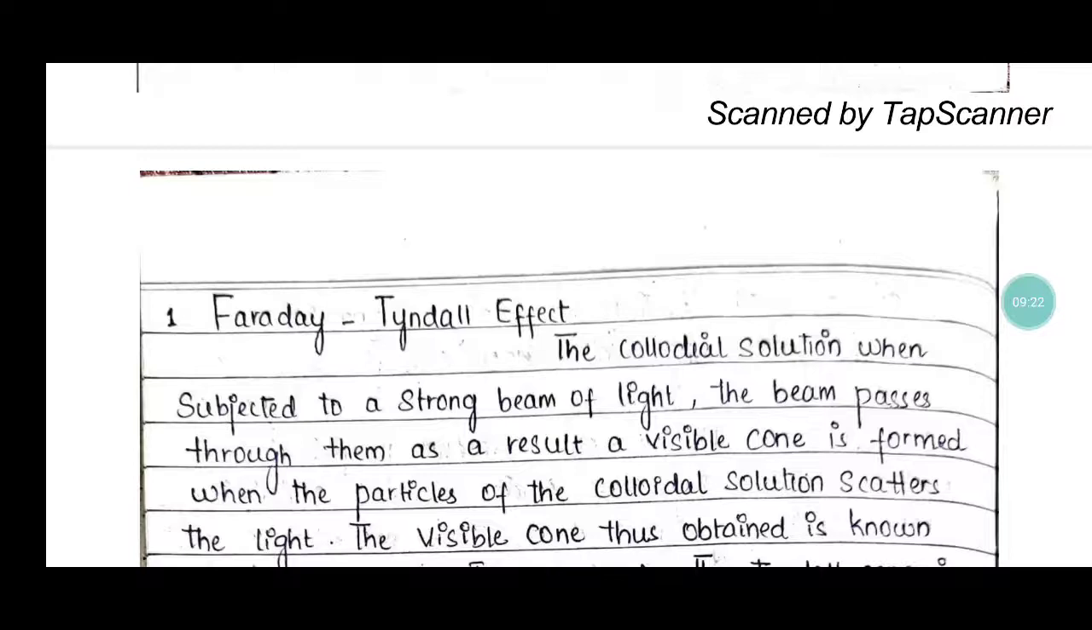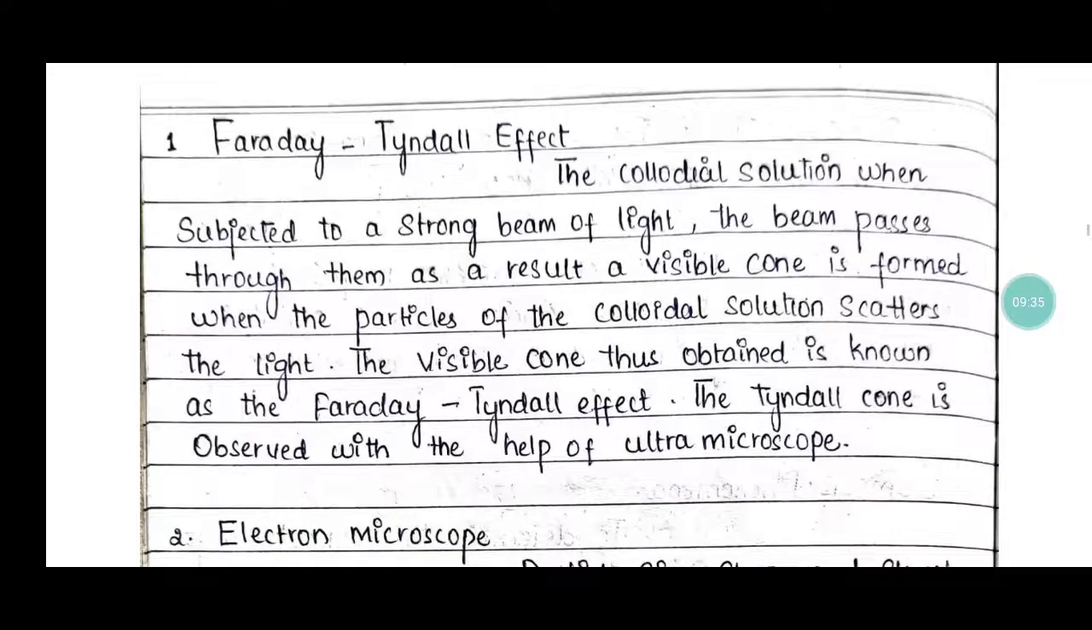When a colloidal solution is subjected to a strong beam of light and the beam passes through, a visible cone is formed as the particles of the colloidal solution scatter the light. The visible cone thus obtained is known as the Faraday-Tyndall effect. The Tyndall cone can be observed with the help of an ultra microscope.